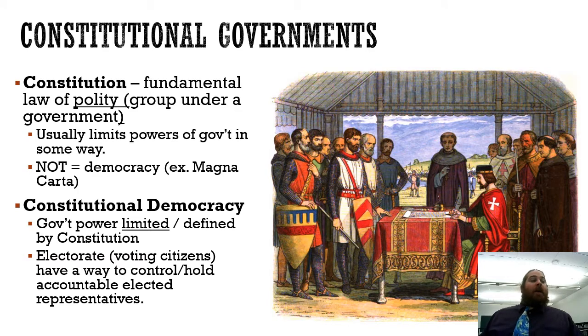And so America, a constitutional democracy, has an electorate. We have voting citizens who, in theory, can hold our elected representatives accountable to this ultimate document. And so essentially, in American life, in American law, if it goes against the Constitution, it's an unjust law and it's unconstitutional and therefore has no effect.